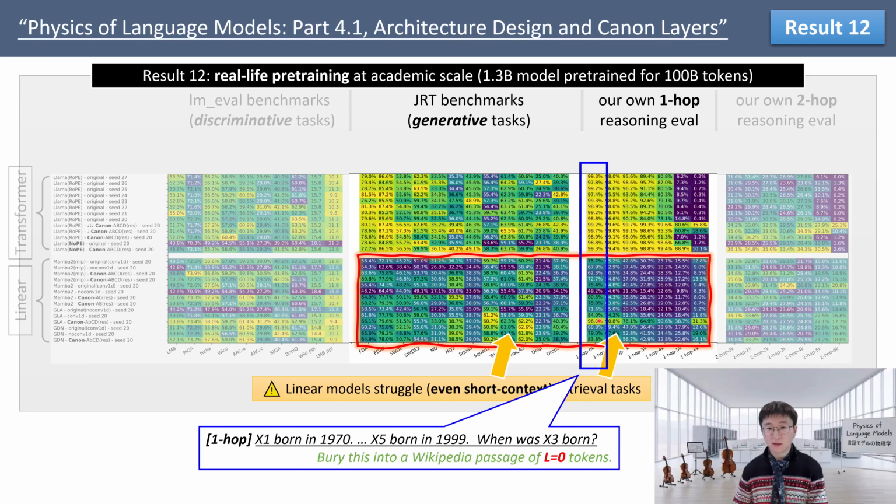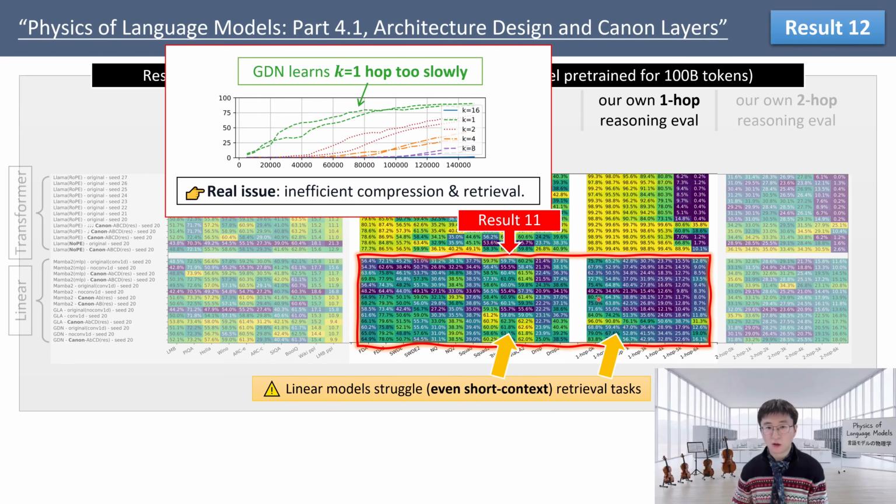And it turns out all the linear models already start to struggle here after this scale of the pre-training. In contrast, the full transformer does extremely well, like 99 point something accuracy. So if you're a practitioner and you see this for the first time, you may be surprised. But if you have watched my full talk, at this point you should not be surprised, because result 11 already predicted it. That is, linear models, not only GDN but all the linear models, actually struggle in terms of one-hop information retrieval. And this is exactly what it does in real life. So this is how it calls back to result 11.